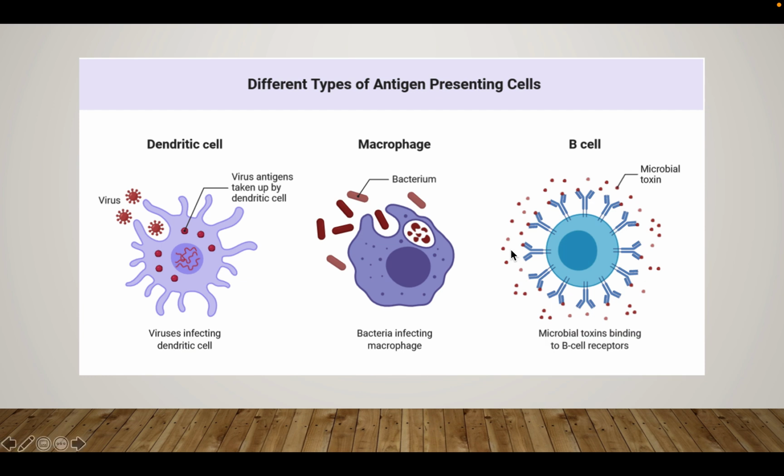So here you can see our dendritic cell, which these dendritic cells are found in the skin. They're specifically found in the stratum spinosum of our epidermis. We also have our macrophages, and then we have our B cells, which we've talked about. All three of these are going to be antigen-presenting cells, and they will present their antigen on a MHC class II molecule.